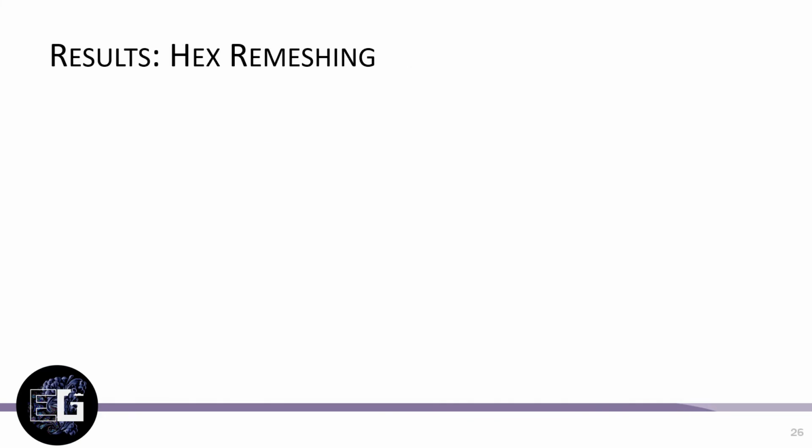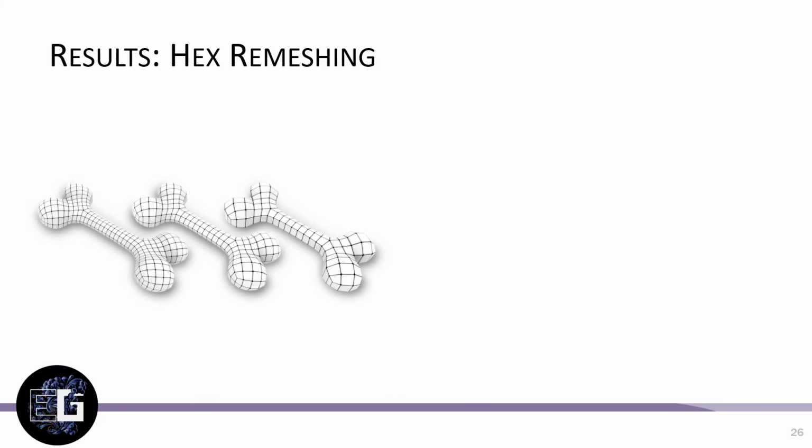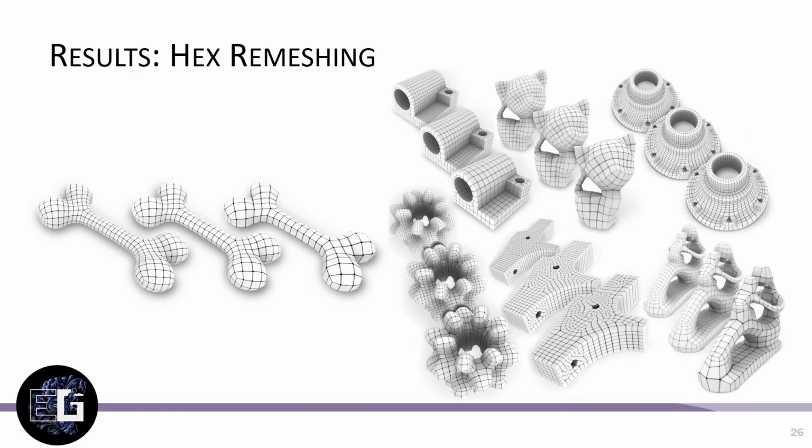So, here is how that approach performs at hex remeshing. As you can see, we are able to produce hex meshes of very finely varying density and up to rather coarse resolutions without any defects. Noticeably, this is guaranteed to work on any valid input.